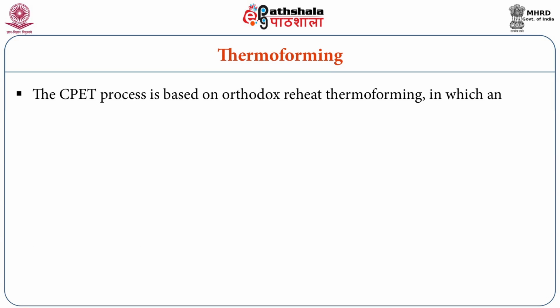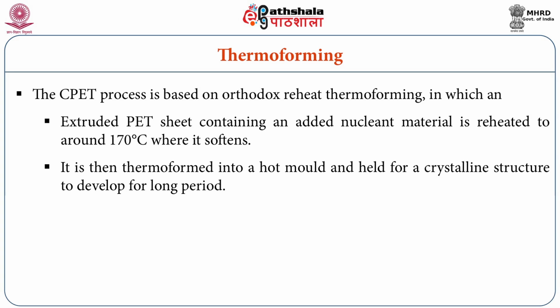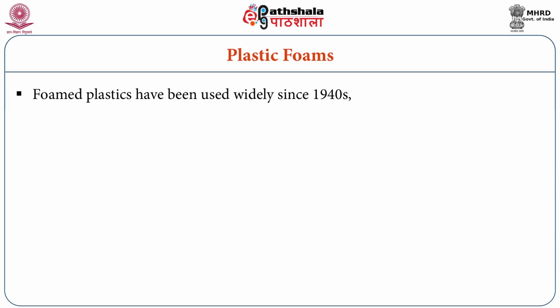The CPET process is based on orthodox reheat thermoforming, in which an extruded PET sheet containing an added nucleant material is reheated to around 170 degrees centigrade, where it softens. It is then thermoformed into a hot mold and held for a long period for a crystalline structure to develop. It is then transferred into a second mold, where it is formed.